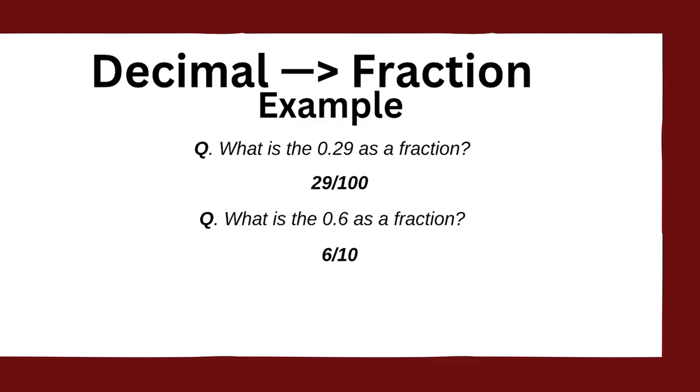29 out of 100. What is 0.6 as a fraction? I only see one decimal place. So that means I'm going to put this decimal value 6 over 10 because I know one decimal place is going to be 10. So it's just knowing where you're going to move that decimal and how many places and what that fraction is going to be when you move it to that place.